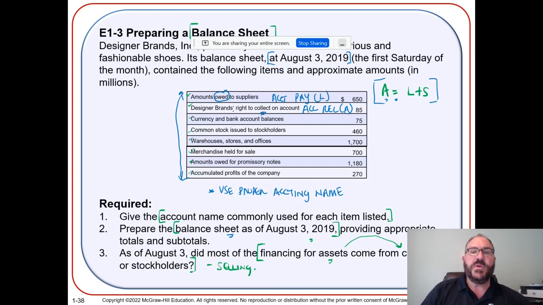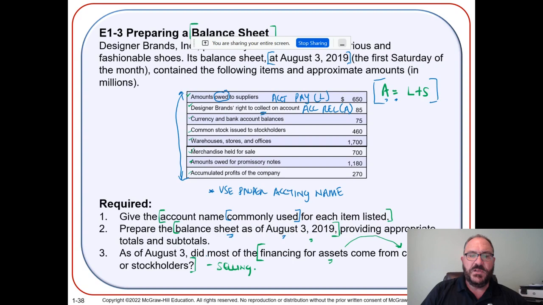Here it says Designer Brands' right to collect on account. That means somebody owes them money. That's an account receivable, and that's an asset. So notice they give the account name commonly used for each of the items. Commonly used, that's what we were doing right there. And then it says, prepare the balance sheet.